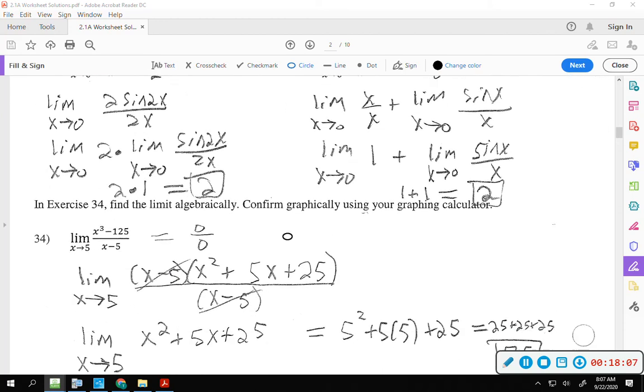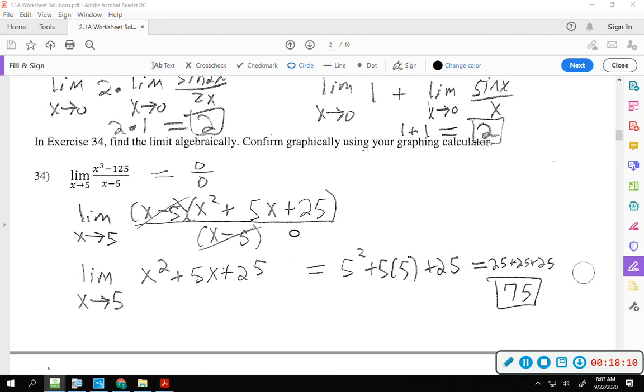Problem number 34. Again, the key to this one is that you have to remember how to factor the difference of two perfect cubes, not two perfect squares. This is x cubed minus 5 cubed. And it's factorable. It's the cube root of the first minus the cube root of the second times the cube root of the first squared plus the cube root of the first times the cube root of the second plus the cube root of the second squared. All over this x minus 5.